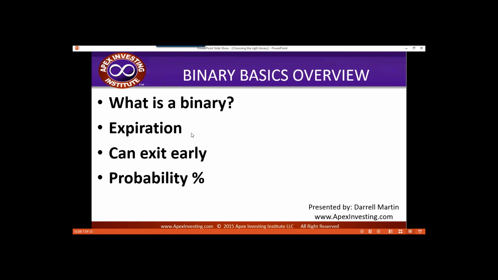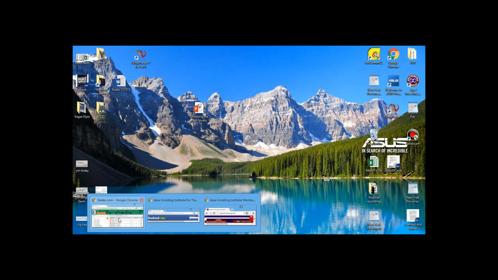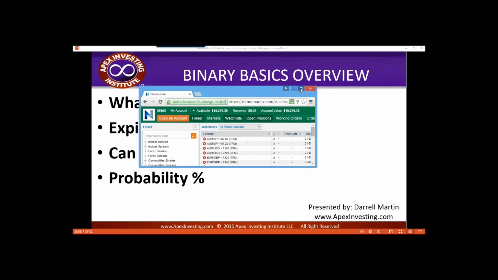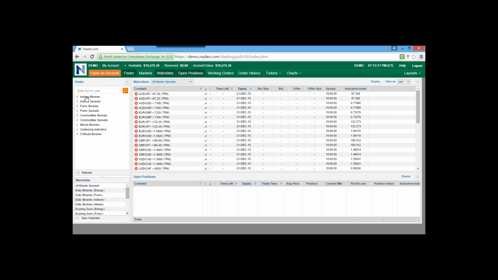But in a nutshell, a Nadex binary, what is that? What is a Nadex binary? We're just going to do a real quick review here, not real detailed. Well, if we're on the Nadex website here, okay, as you know, over here off to the left-hand side is a list of the products that are available. All right, we've got index binaries. What are indices? Those are stock indexes like the Dow Jones, the S&P 500, the NASDAQ, okay?